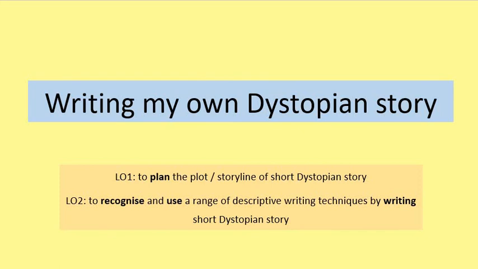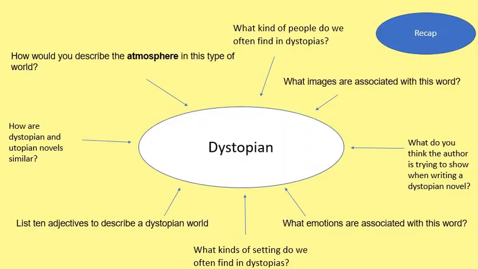Let's just have a recap first over what kind of things we were looking at. So one of the main tasks that I asked you to do was to look at dystopian atmosphere, what images are associated with the word. So there isn't a do now task per se, but what I'd like you to do is, as I go through these slides, if you wouldn't mind just flicking back at your work, hopefully you've kept it in a safe place, and you can see the notes that you've made, because that's going to really help you get your brain in gear and writing your own story.